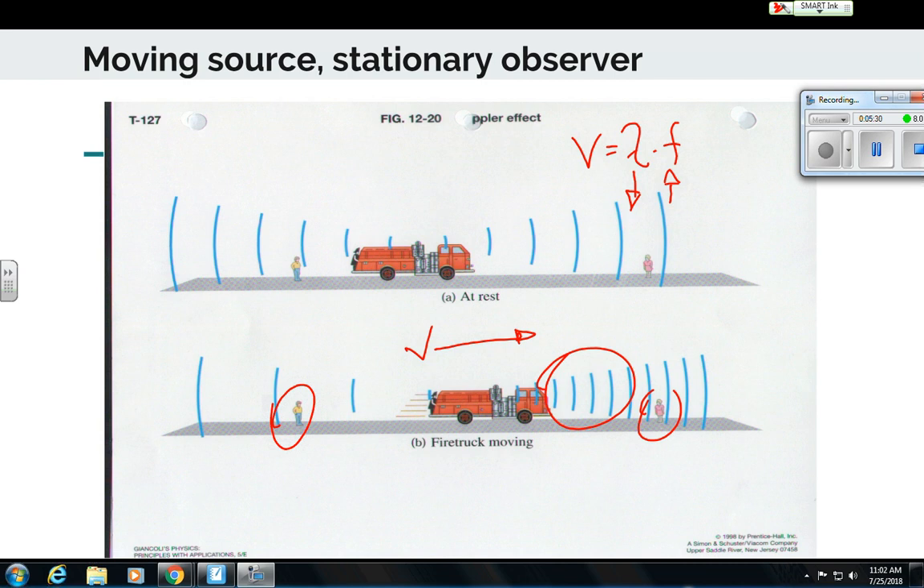Since the truck is receding from him, these waves get stretched out. You can imagine their wavelengths are longer. And since the wavelength is larger, the frequency is smaller, and it is a lower pitch. The woman and the man will observe different sounds just by virtue of the fact that the fire truck is either approaching or receding.